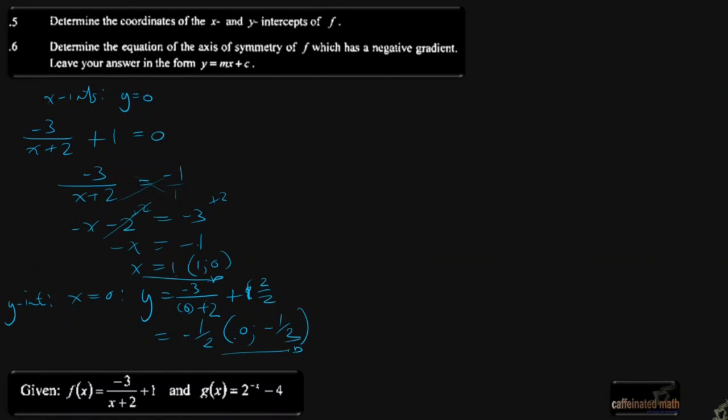Well, determine the equation of the axis of symmetry of f which has a negative gradient. Leave your answer in the form y is equal to mx plus c. Well, we know from theory then that for the negative axis of symmetry we have a gradient of -1, because that equation always takes the form y is equal to -x plus c. And to complete the theoretical part, for the positive one we'll have a gradient of +1, which means we have y is equal to x plus c. Of course, in this case we select y is equal to -x plus c. How do we determine the specific equation?